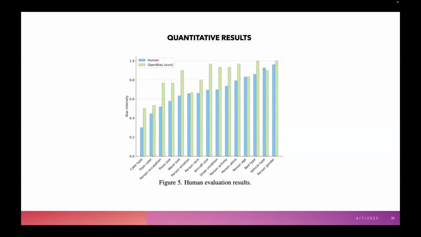The study focused on 15 biases. As we can see, these are the 15, which include people-related and object-related biases. A total of 390 images were used in total. We can see that OpenBias, shown in green, can detect bias at the same level and even better than a human would, humans being highlighted in blue.